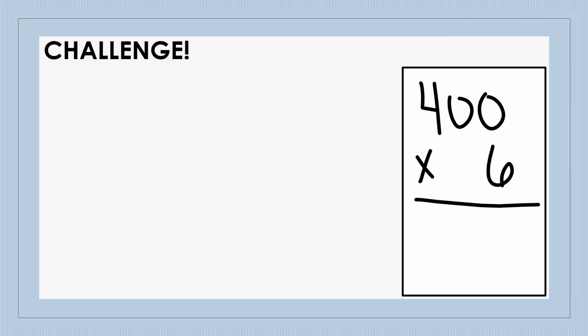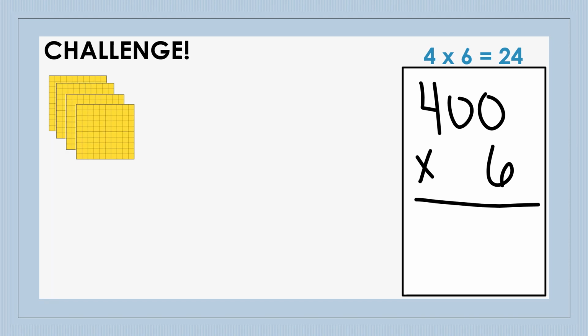400 times 6. In other words, 6 equal groups of 400. Let's think about our basic fact of 4 times 6 equaling 24, or 6 groups of 4 equaling 24 ones. Let's create a group of 400. 100, 200, 300, 400. One group of 400.